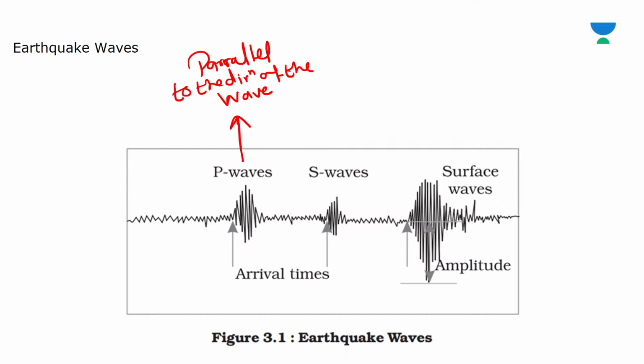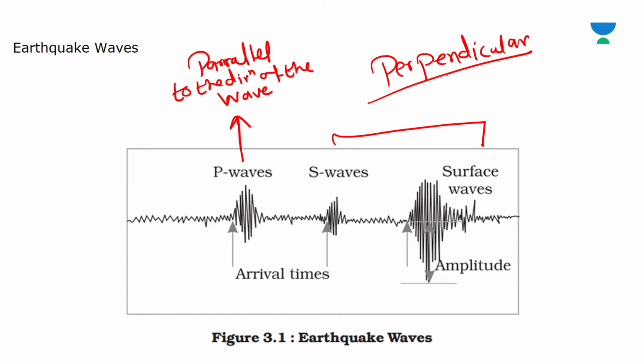Now, the other three waves vibrate perpendicular to the wave direction in the vertical plane. Hence, they create troughs and crests in the material through which they pass. So, surface waves are considered to be the most damaging waves.